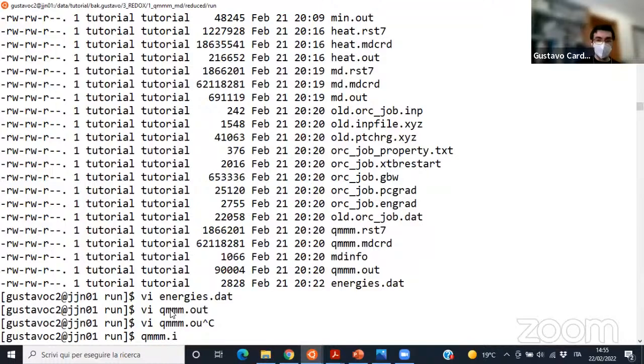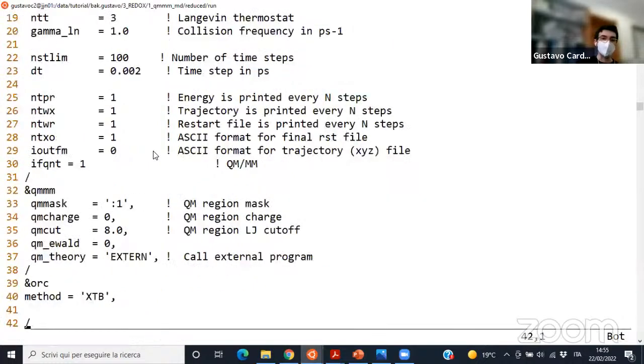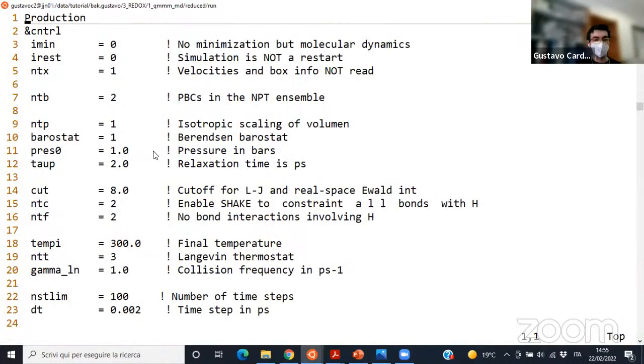Although I think you were referring to the input of the quantum mechanical calculation. Let me know if this is the case. So the input for the QMMM, so the Amber input, is this guy here. Sorry, I went to the end.